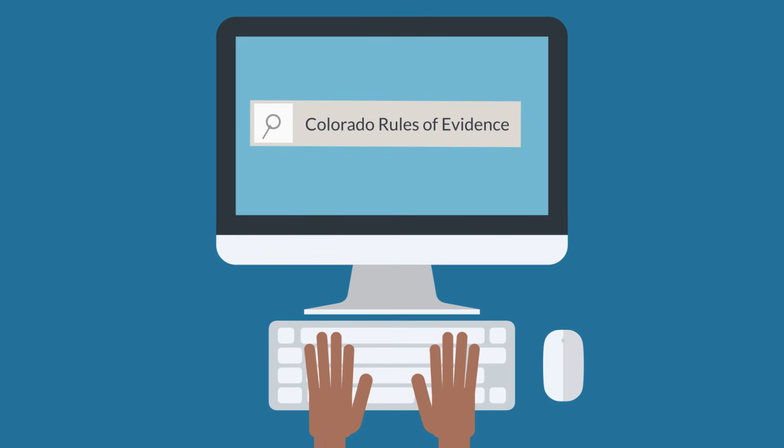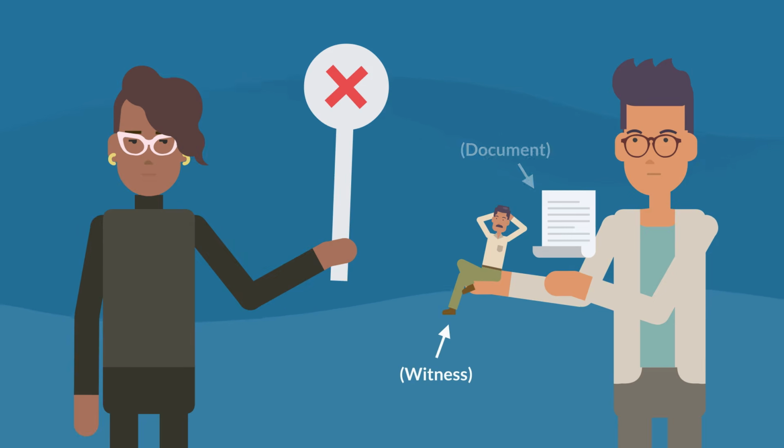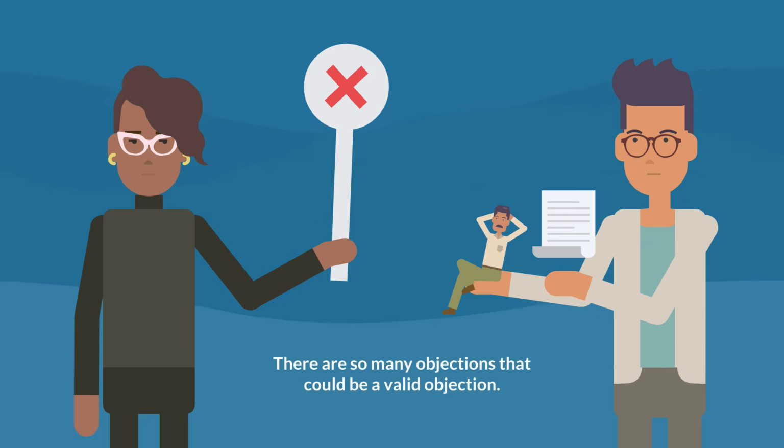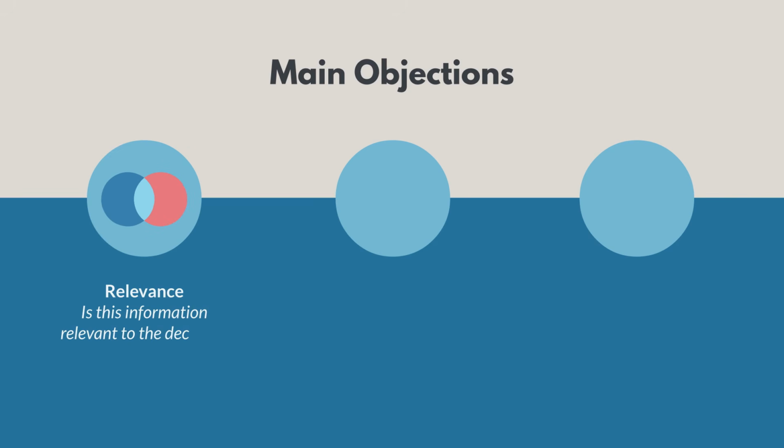But when I'm deciding whether evidence is going to come in, I am filtering that through the Colorado Rules of Evidence to determine whether it's admissible or not admissible. You can object to the presentation of evidence from the other party, whether it's a witness or a document that the other party is offering into evidence. There are so many objections that could be a valid objection to the admissibility of evidence. I'm not going to go over all of them, but I'll talk about some of the main ones that come up. One is relevance. So is this information relevant to the decision?